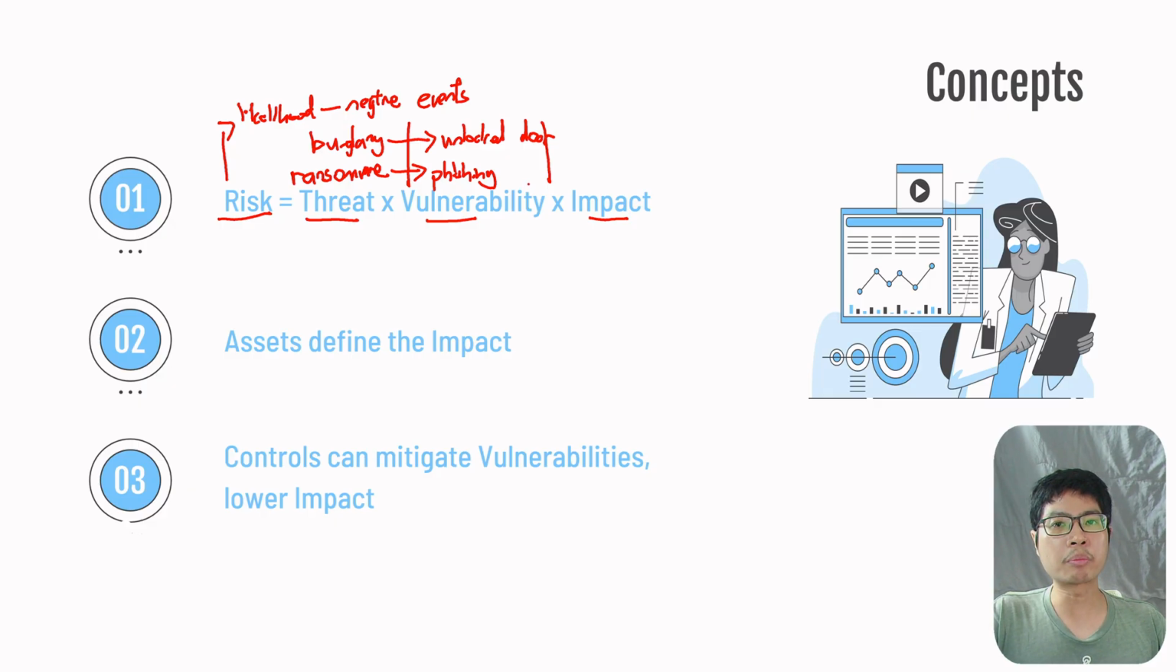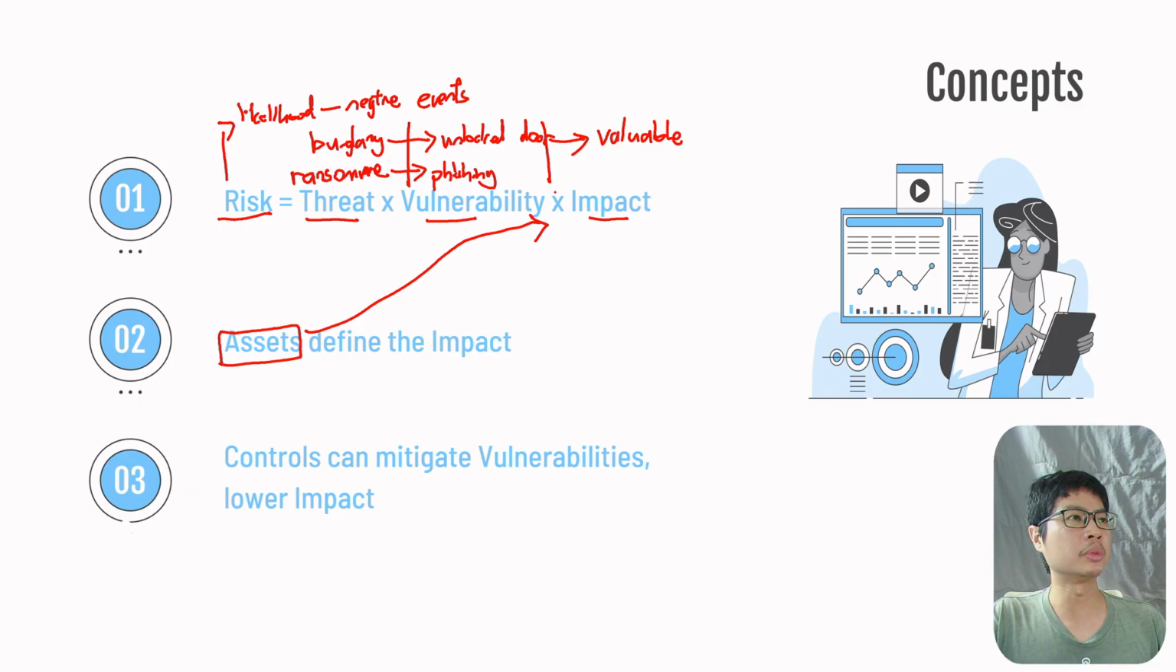And finally, we look at impact. For impact, most of the time, the assets actually define the impact. And so we have to look at what are the assets that are affected. So again, for burglary, most of the time what we will lose is valuables that were stored on the premises. And so there's that financial impact because of the loss of valuables.